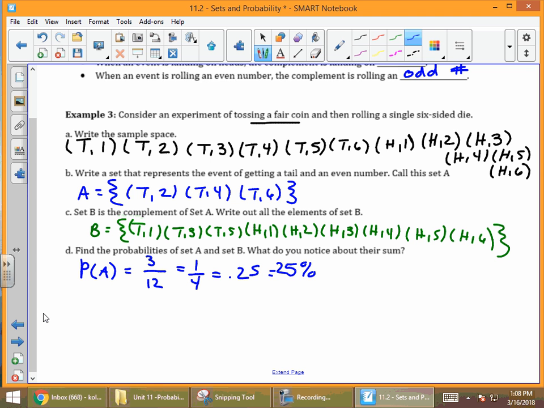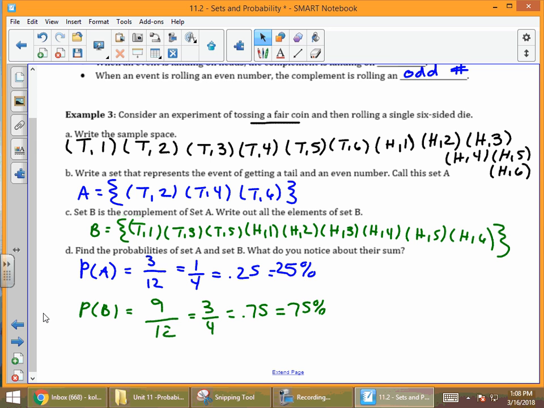Well, now let's find the probability of B happening. Not getting a tail and an even number. The probability of B. Same sample space, so 12 is still going to be in the bottom. Of those 12, how many fit into set B? 9. 9 out of the 12. What does 9 over 12 simplify down to? 3/4. So what's 3/4 as a decimal? 0.75, which is 75%. What are you noticing if we were to add these probabilities together? They equal 100%. If you add the fractions, they equal what?